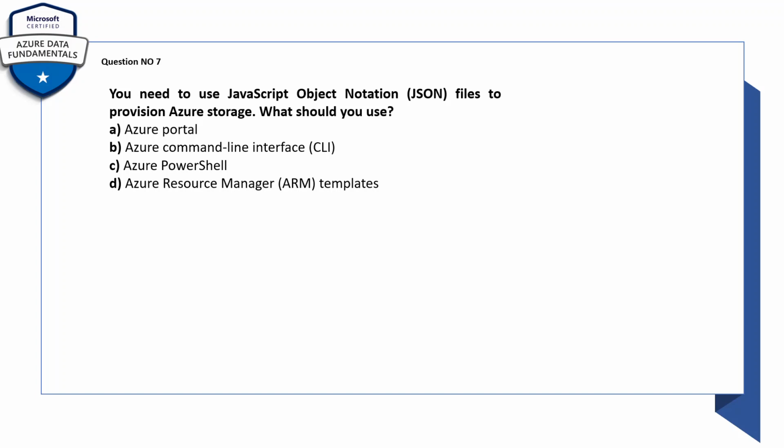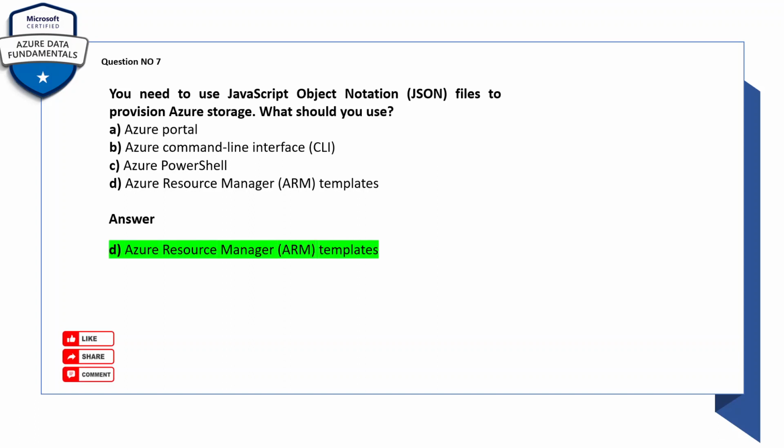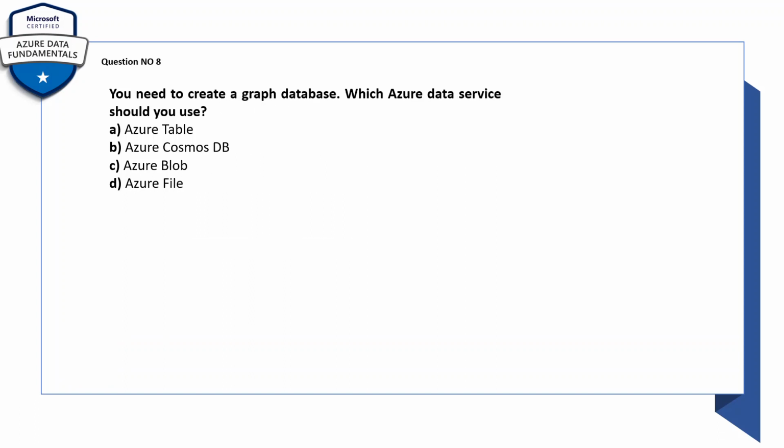Question number 7. You need to use JSON files to provision Azure storage. What should you use? A. Azure Portal. B. Azure Command Line Interface, CLI. C. Azure PowerShell. D. Azure Resource Manager, ARM templates. So the answer is D, Azure Resource Manager ARM templates.